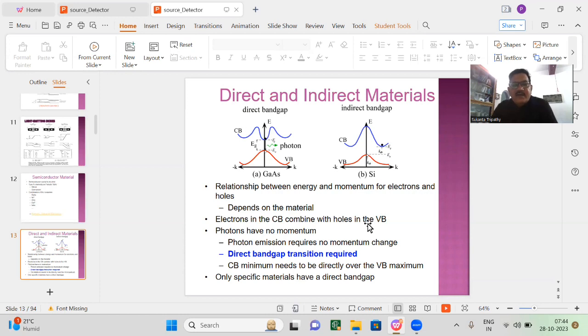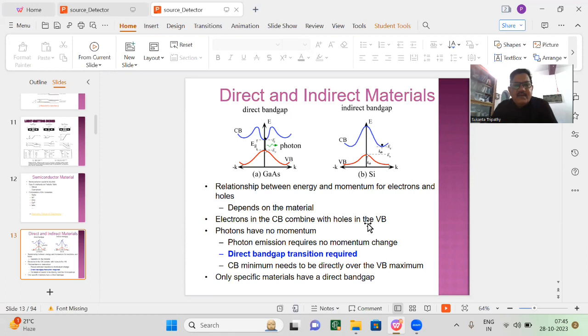Now, if you see this band diagram of a material like gallium arsenide, which happens to be a direct band gap semiconductor, the band diagram of that particular material will decide whether this is a direct band gap or indirect band gap semiconductor. For example, if you see this gallium arsenide, the top of the valence band and the bottom of the conduction band lie at the same value of K. Whereas if you see this band diagram for silicon, the top of the valence band and the bottom of the conduction band lie at two different values of K. And therefore, this is an indirect band gap semiconductor.